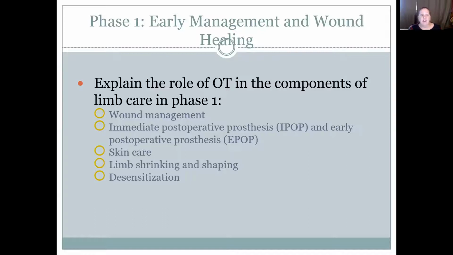Again, skin care, limb shrinking and shaping. There is an entire process for this where you wrap the residual limb in a very specific pattern, making these little arrows, little V's, and that will help shrink that limb and reduce edema, and will also shape the limb and keep it in a normal, elongated oval that will fit more comfortably into a full prosthesis later.